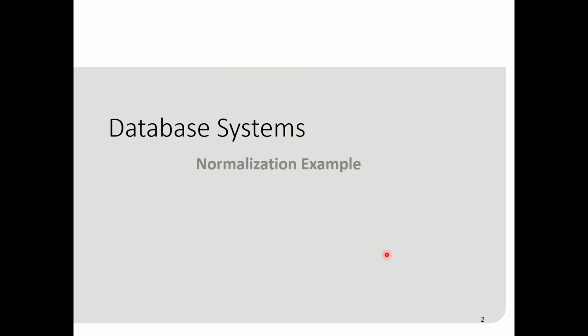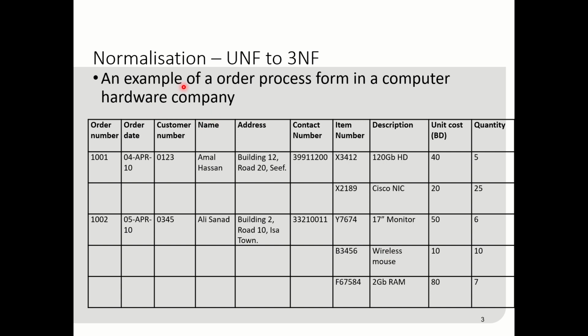Just imagine that you're given an order process in a computer hardware company, and what you have to do is convert this particular table, which is in unnormalized form, into third normal form. That means it should satisfy 1NF, 2NF, and 3NF, so that there are no multi-valued attributes, no partial dependencies, and no transitive dependencies in this table. So this is what you're going to do.